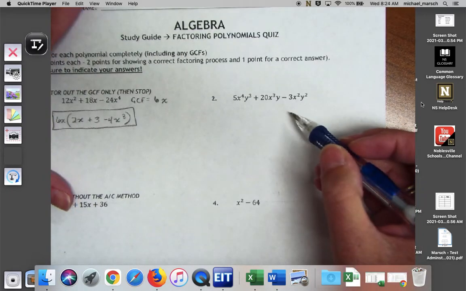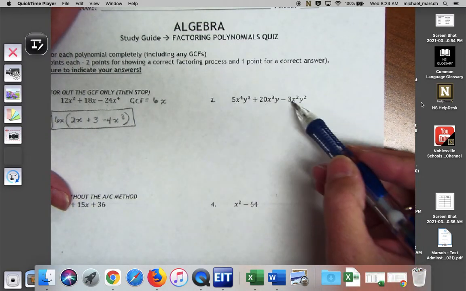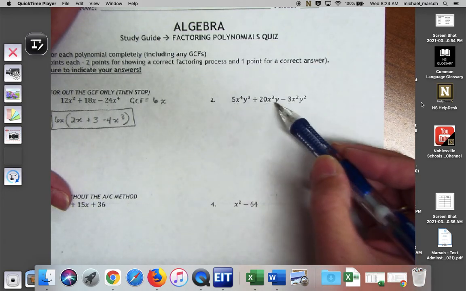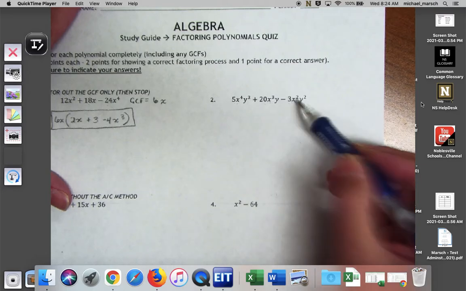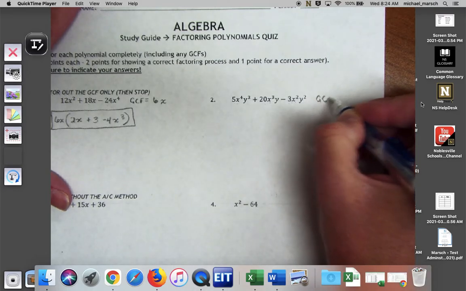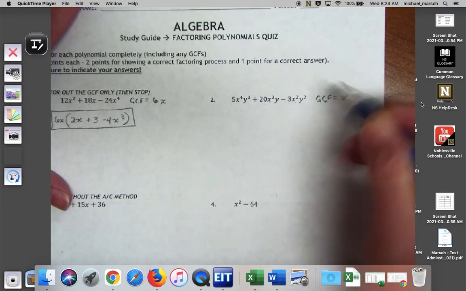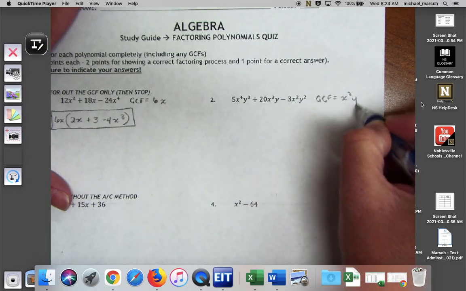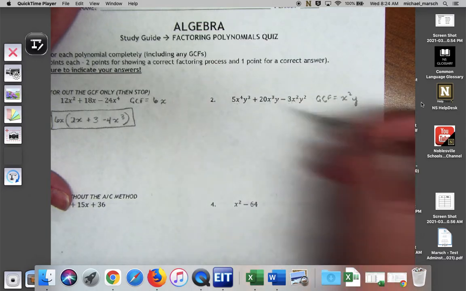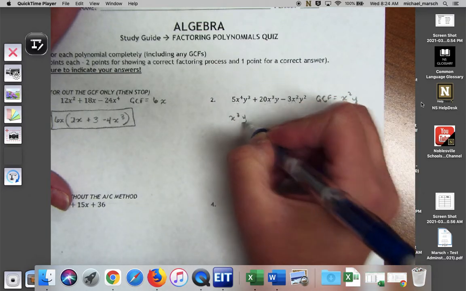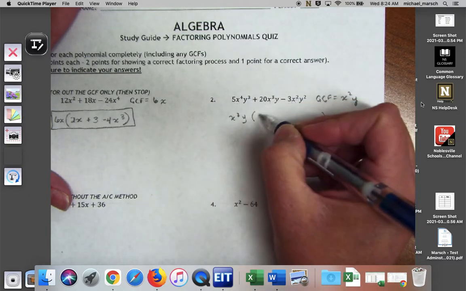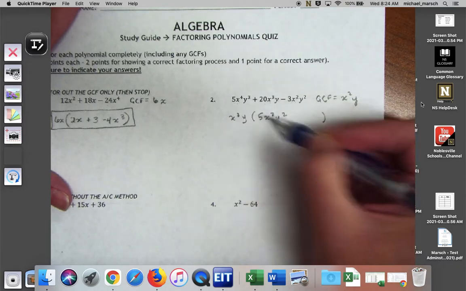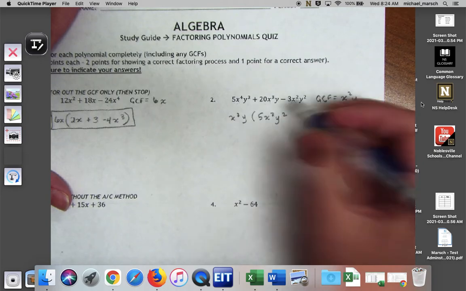Same thing for this one. I'm going to look at the coefficients. These don't have a common factor, so then I'm going to look at the variables. I'm going to say, well, x squared is my lowest x term, and then y is my lowest y term. So my GCF here is just x squared y. So I'm going to have 5x squared y squared to get 5x to the fourth, y to the third. This is a 2.